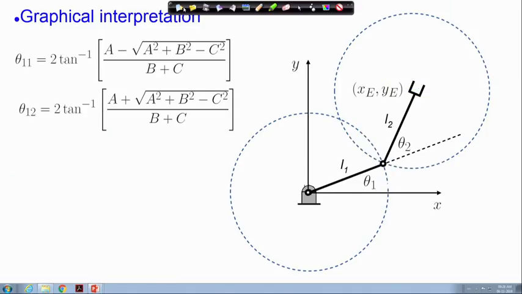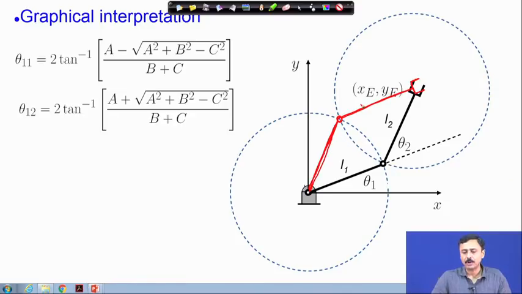Therefore, the mechanism can be assembled at the intersection of these two circles. There are two intersections, one is shown here already in black, the other configuration is this red configuration. So, these are the two configurations which will reach the same point x e y e.